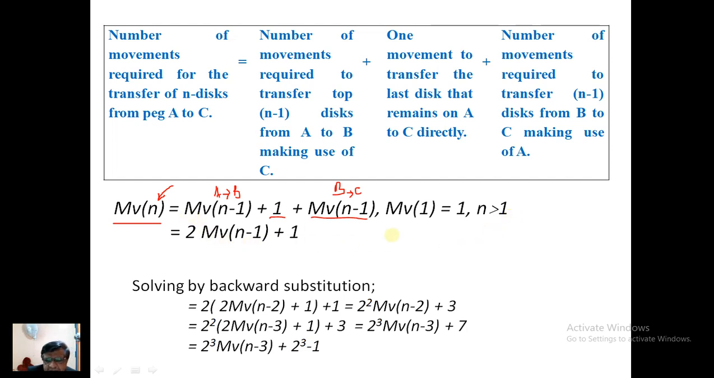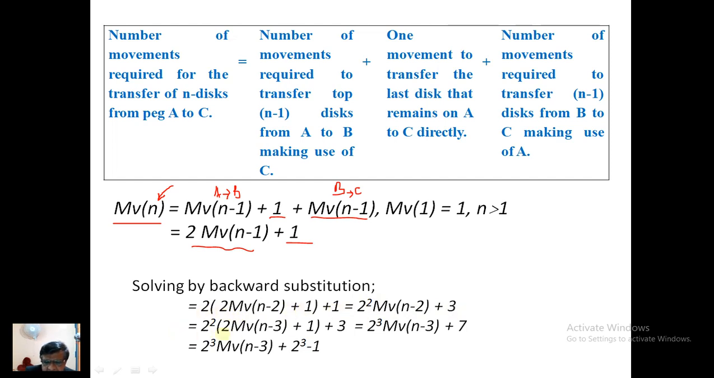Therefore, upon simplifying, M(n-1) + M(n-1) + 1 can be made 2M(n-1) + 1. Now, by backward substitution, we will carry on with this. You take out 2, and M(n-1) should be replaced like this, so 2 times M(n-2) + 1. The earlier one will be there. You multiply, this will become 2 squared M(n-2) + 3, since 2 into 1 is 2, plus 1 is 3.